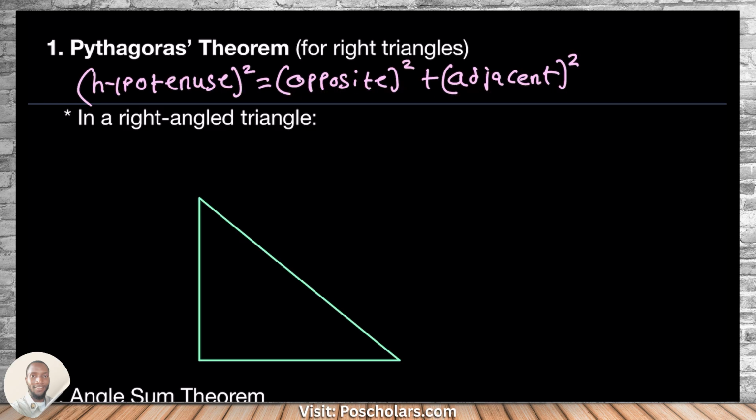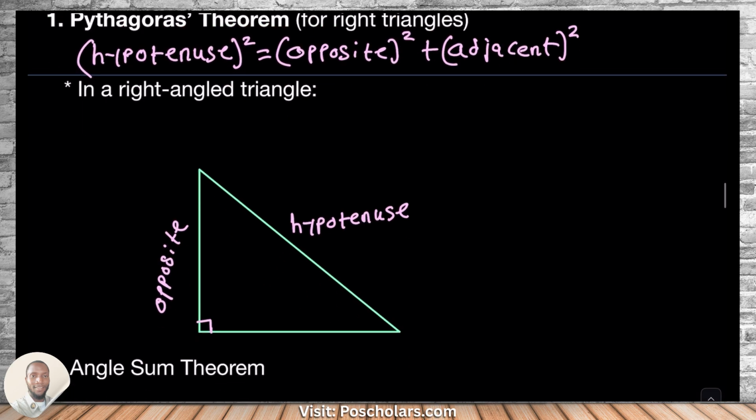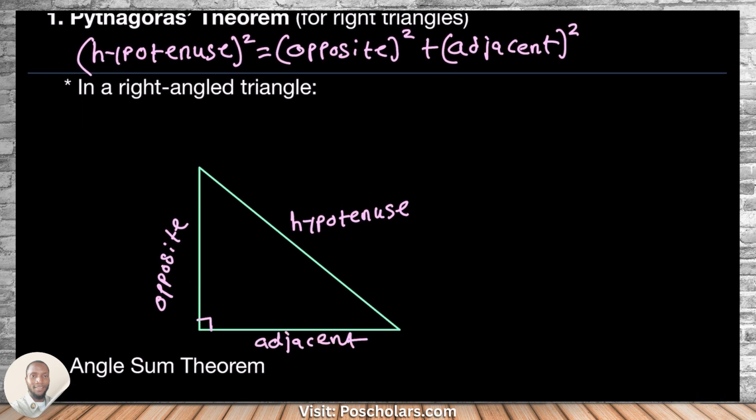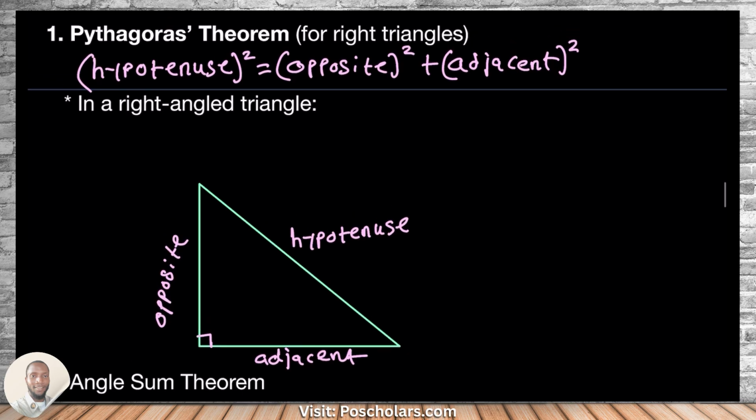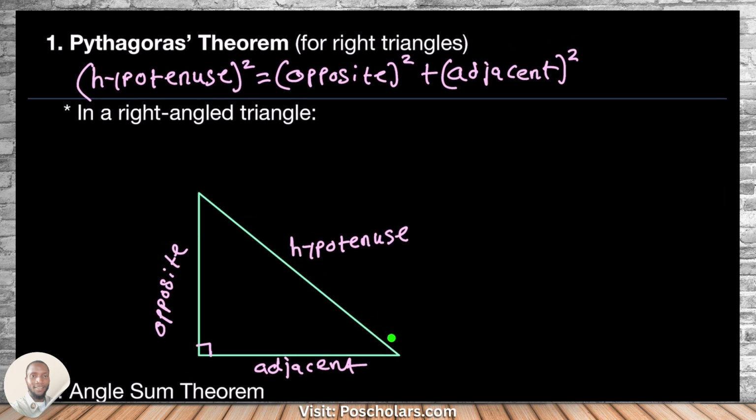Now, this is a typical example of a right angled triangle, right? We have established that one angle must be 90 degrees. The side opposite the 90 degrees is the hypotenuse. So this part is the hypotenuse, this side is the opposite, and this side is the adjacent. Good. Now, the theorem is saying the hypotenuse square is equal to the opposite square plus the adjacent square. In the next video, we shall be solving problems involving Pythagoras theorem. But for now, we just want to understand the fundamentals, right?